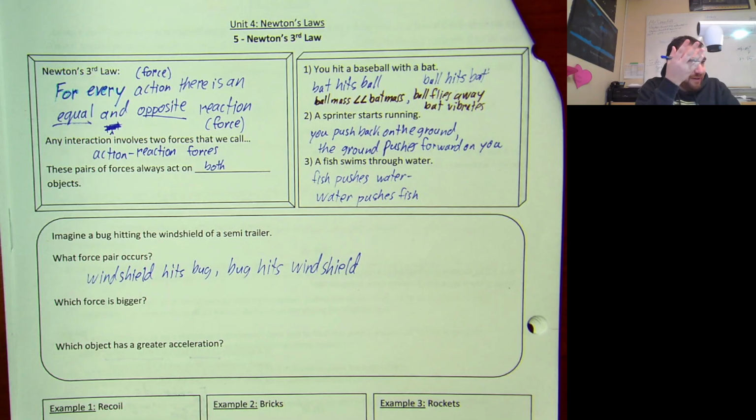Okay, so which one of them is right? The windshield's accelerating less, the mass is bigger. The question says, which force is bigger? Because it's an equal reaction. What is Newton's third law? We have to hang on to what these laws are. For every action, there is an equal and opposite reaction. So the windshield hits the bug. The bug hits the windshield. Which force is bigger? Luis is right. They have to be the same.